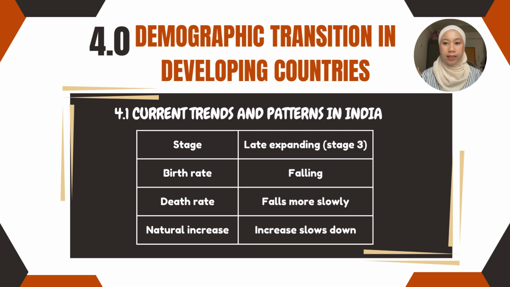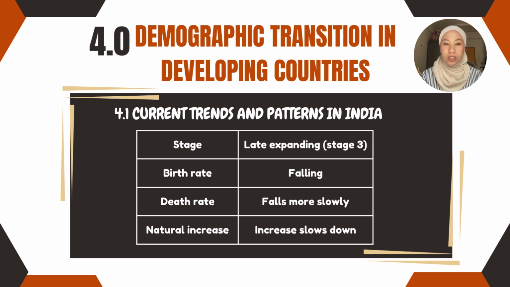Today I will be presenting about demographic transition in developing countries. So, India is in the stage of the demographic transition where birth and death rates are falling and population growth is slowing down. The total fertility rate has dropped to 2.0, which is below the replacement level of 2.1. This decline is due to urbanization, better education for women, and access to birth control.